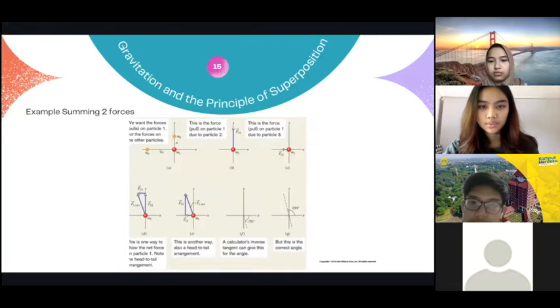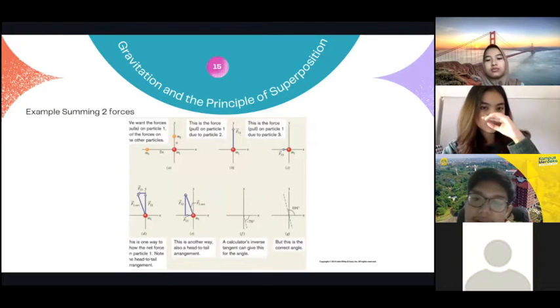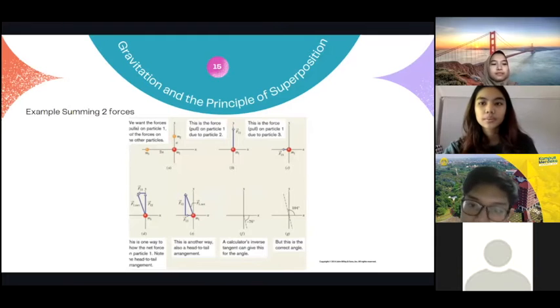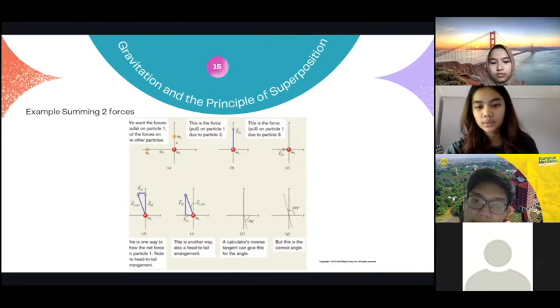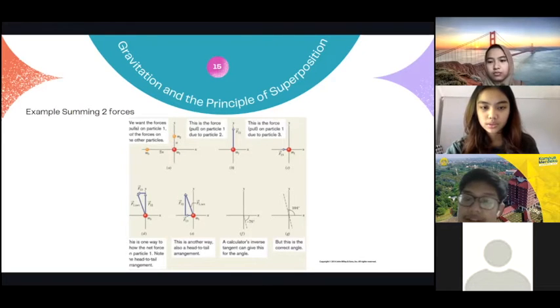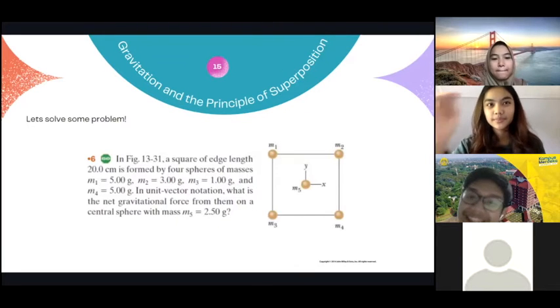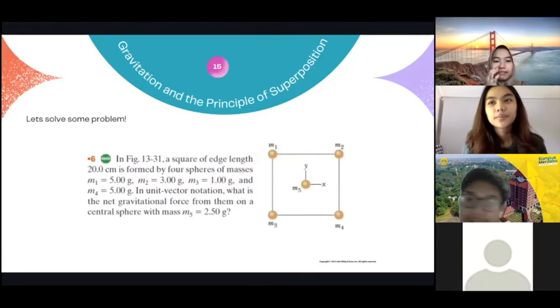So if we have objects M1, M2, and M3, we can find the gravitational force on M1 just by adding the gravitational forces from M2 and M3. Next.